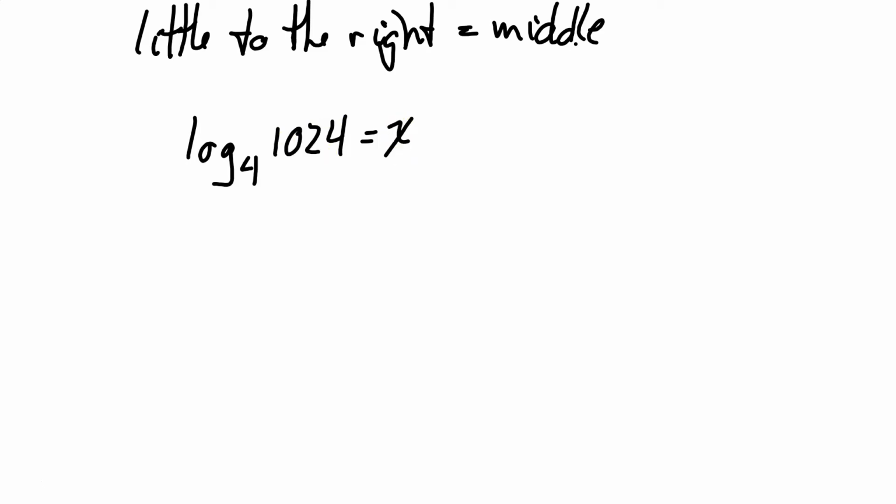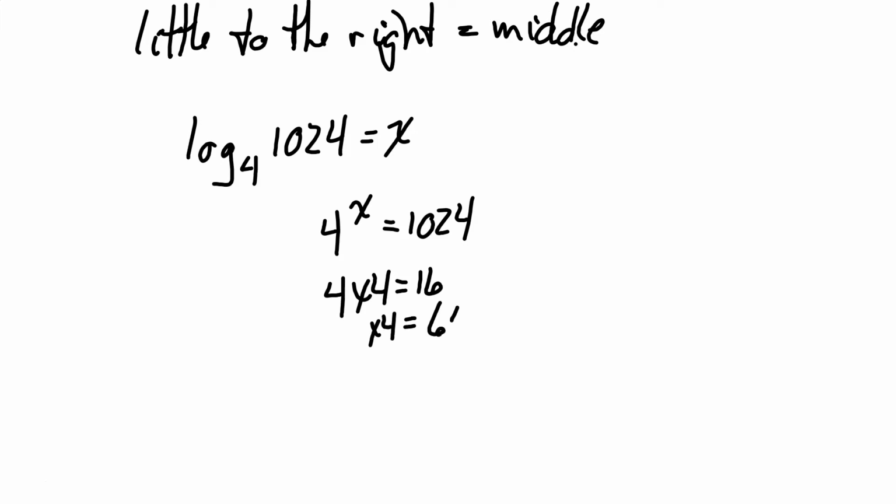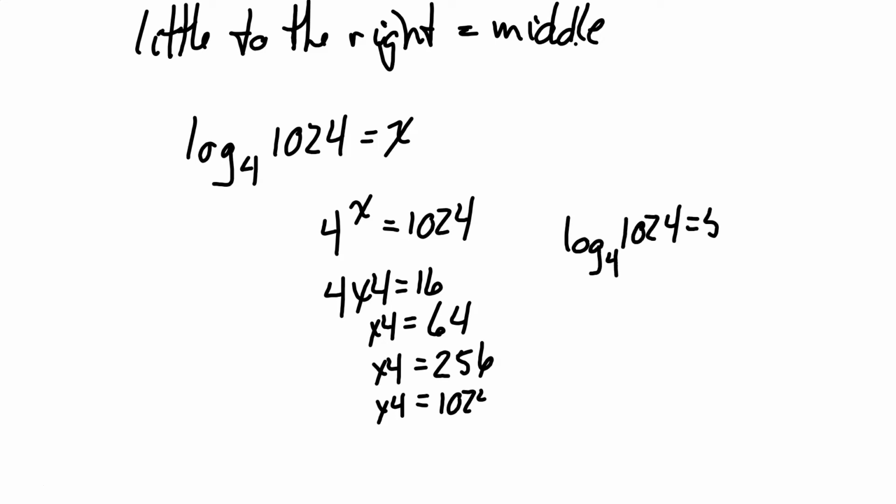We know that in practice, we take that to mean 4 to the x is equal to 1024, which we know then is 4 times 4, 16, times 4 again is 64, times 4 is 256, and times 4 is equal to 1024. In that case, we can see we've got 1, 2, 3, 4, 5 4s. We can conclude that log base 4 of 1024 is equal to 5.